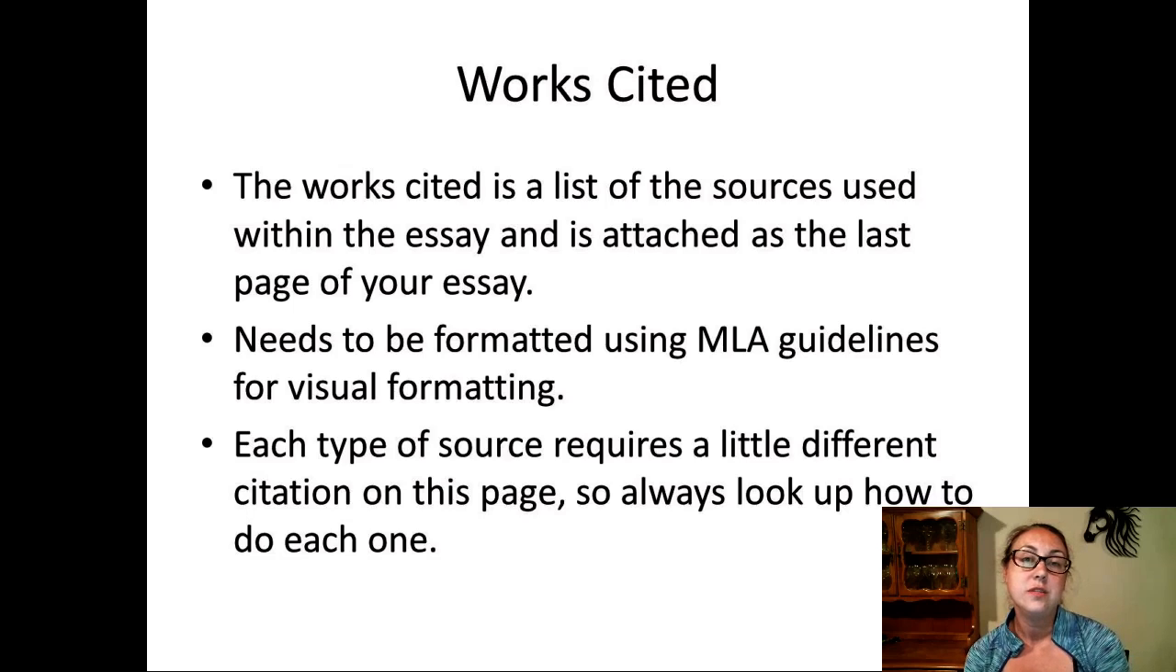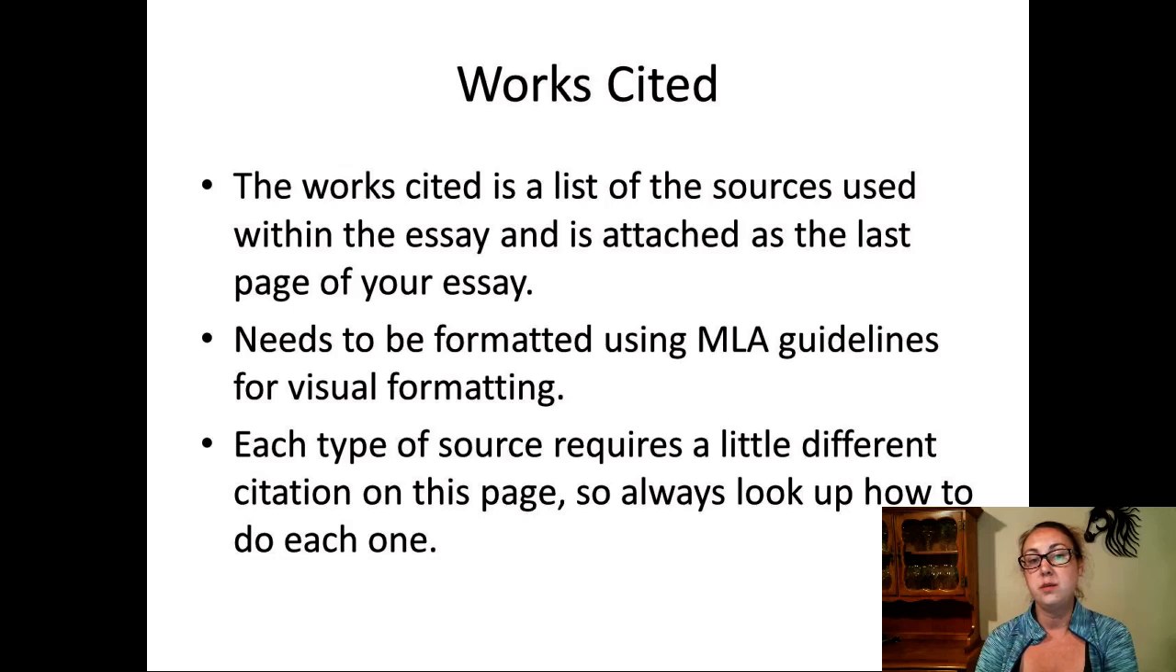Works cited. So this is the second part of citation. So you have basically set up your essay in visual MLA format. You have included some source material with lead-in phrases followed by in-text citation. Now you get to the end of the essay. That's where the works cited page comes in. The works cited page is literally a list of the sources used within the essay, and it's attached to the end of your essay. It is, in essence, the last page of your essay.